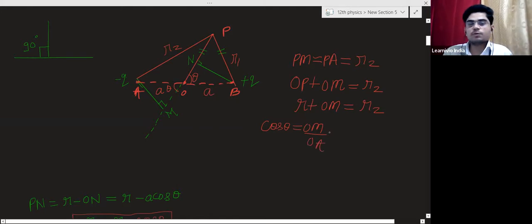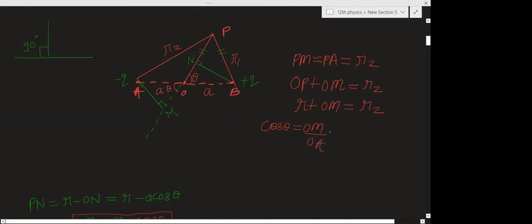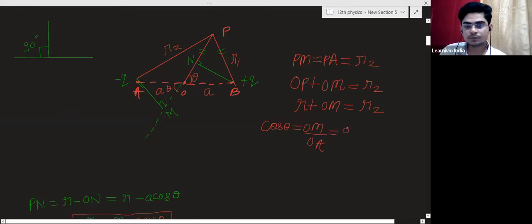Please tell me if you have any problem. So we can write it: this will be OM and this will be OA. What is the value of OA? OA is equal to A.